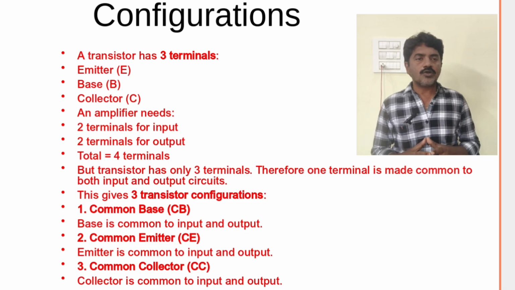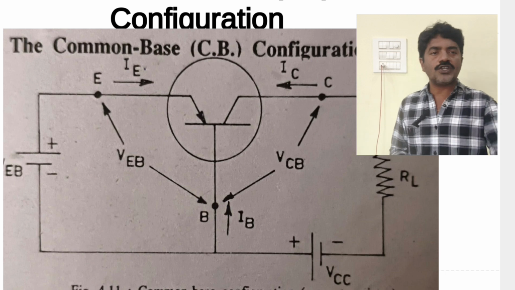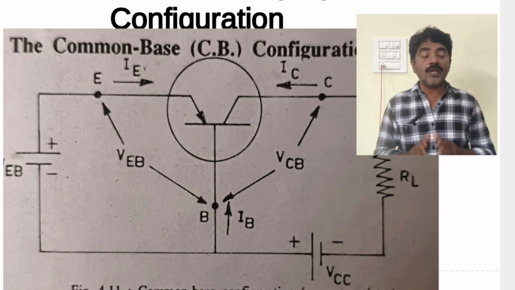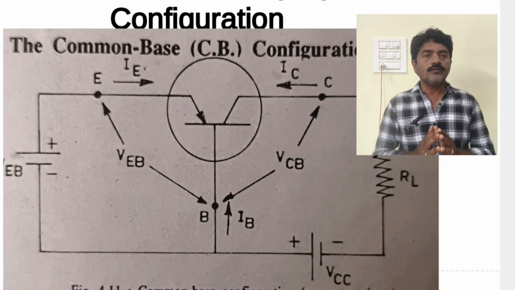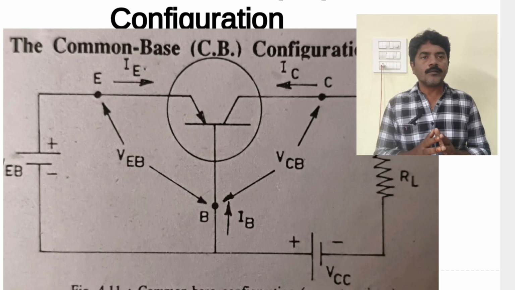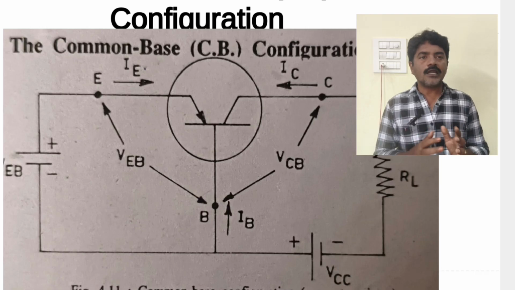Let us discuss the common base configuration. This circuit shows the common base configuration. Common base configuration means base is common to the input and output circuits. Here, emitter and base act as the input circuit, and collector and base act as the output circuit.